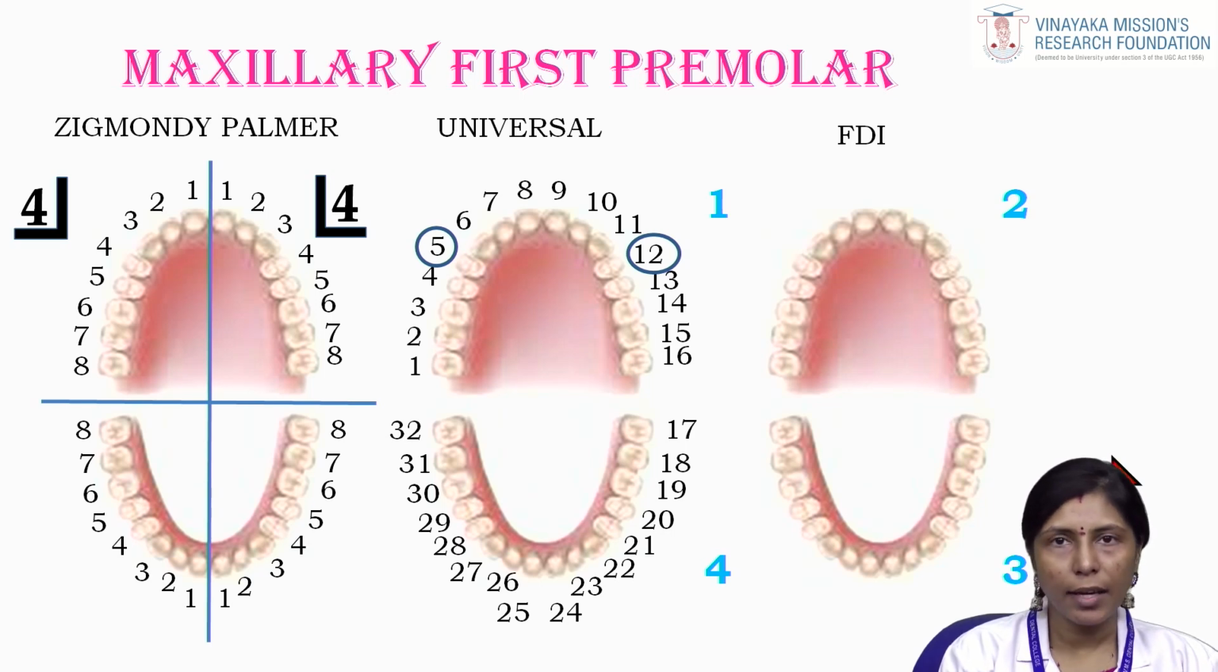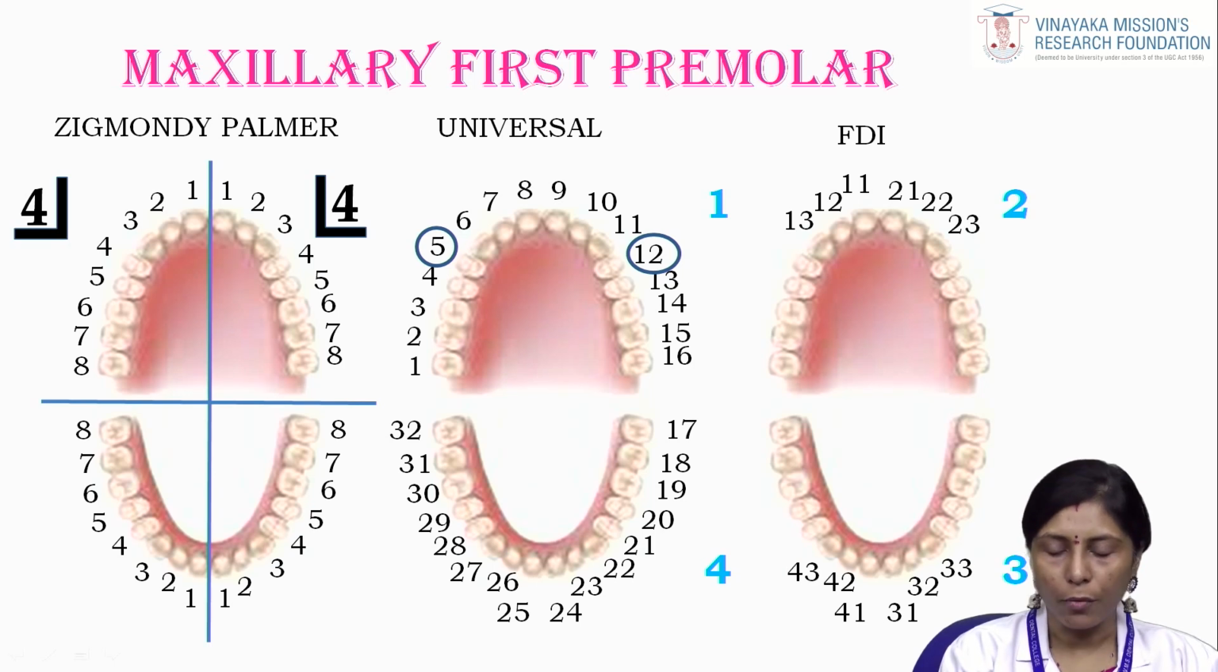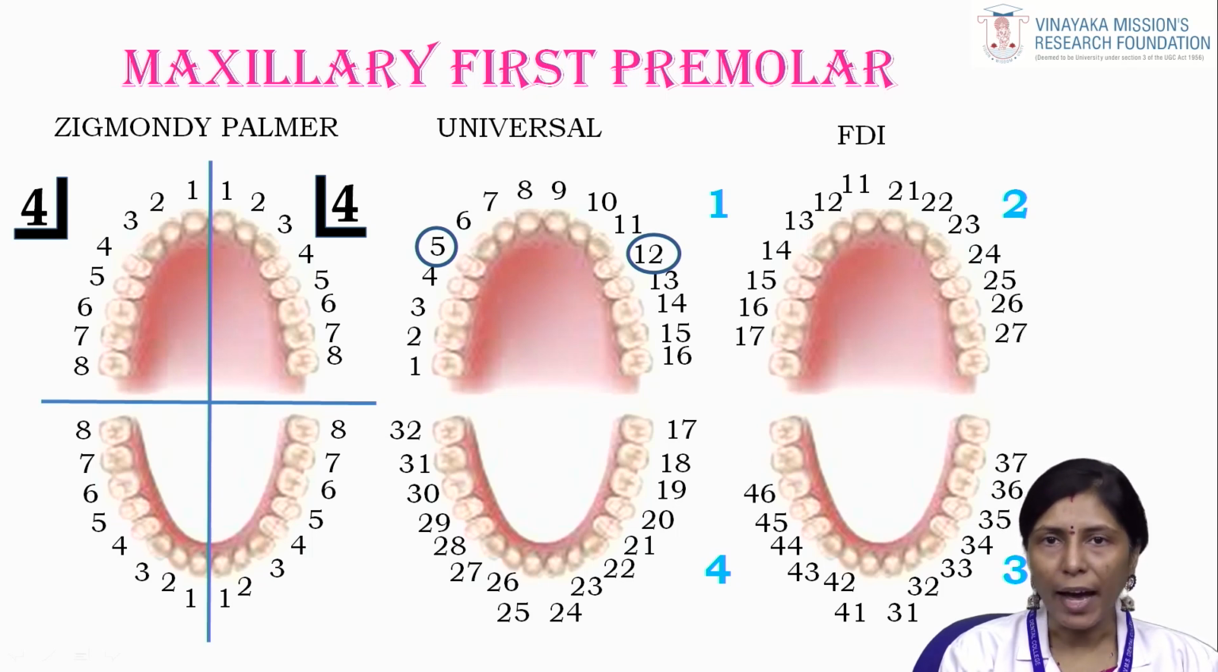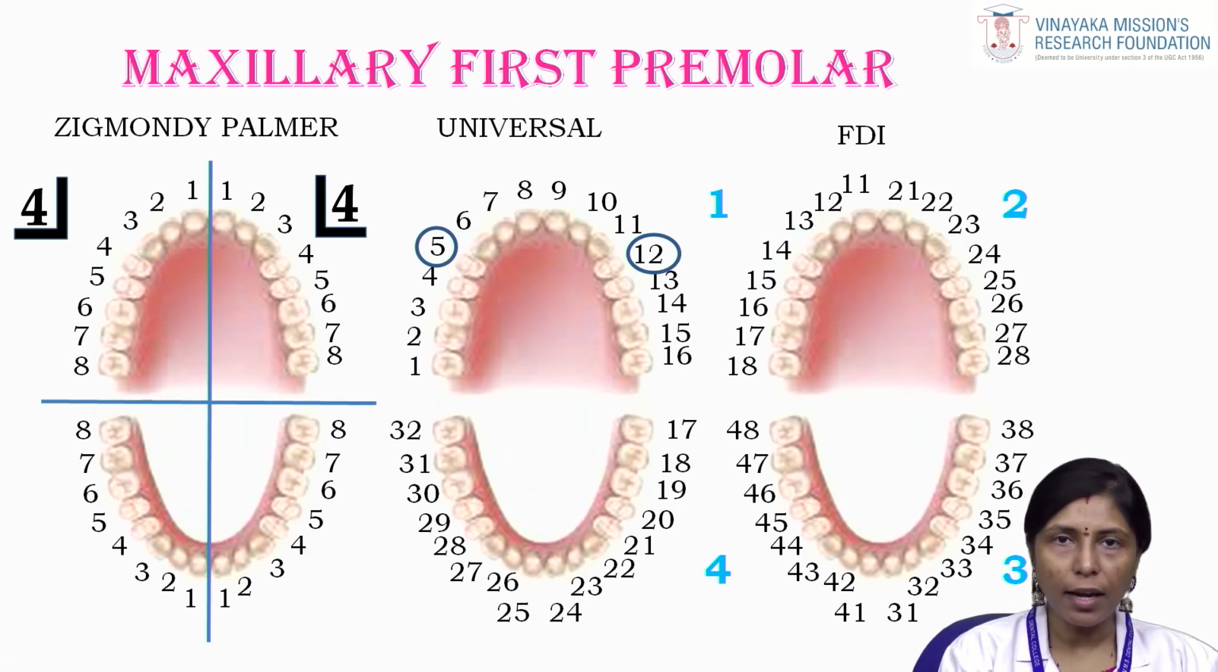Second number, they have used the Zsigmondy-Palmer notation. 1, 2, 3, whatever tooth number is given in the Zsigmondy-Palmer notation is going to be used in the second number of it. So you give a 2-digit system, that is 1, 1, 2, 1, likewise. So the first number denotes the quadrant, second number denotes the tooth number, right. So for maxillary first premolar, the tooth number as per FDI system is 1, 4. For maxillary left first premolar, the tooth number is 2, 4.